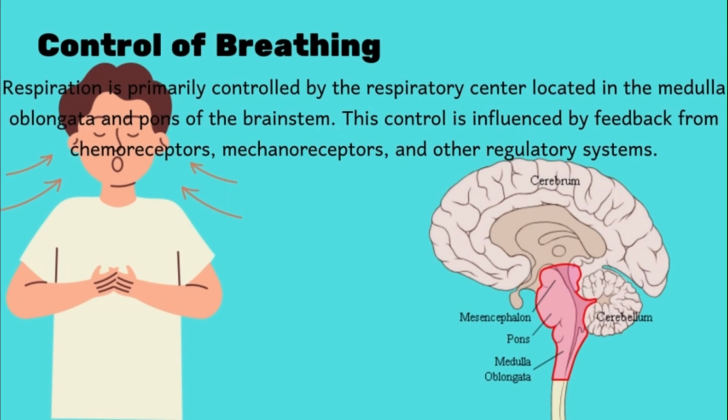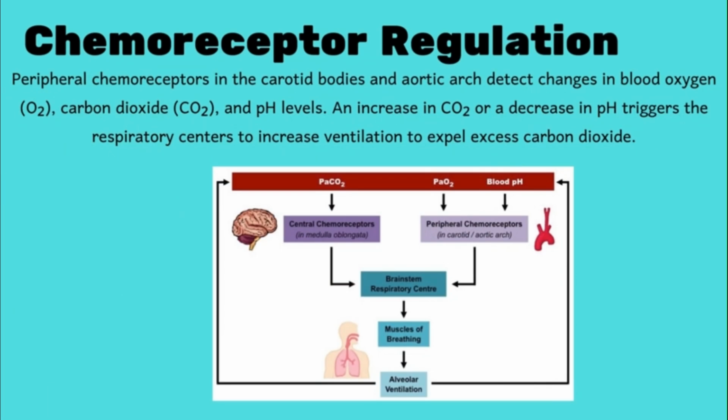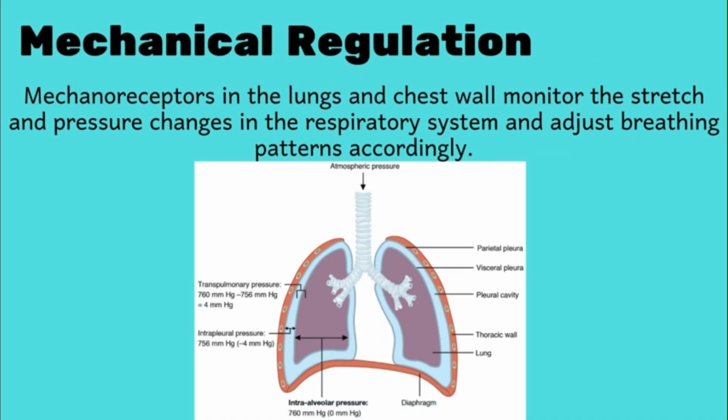Control of breathing. Respiration is primarily controlled by the respiratory center located in the medulla oblongata and pons of the brainstem. This control is influenced by feedback from chemoreceptors, mechanoreceptors, and other regulatory systems. Chemoreceptor regulation. Peripheral chemoreceptors in the carotid bodies and aortic arch detect changes in blood oxygen (O2), carbon dioxide (CO2), and pH levels. An increase in CO2 or a decrease in pH triggers the respiratory centers to increase ventilation to expel excess carbon dioxide.